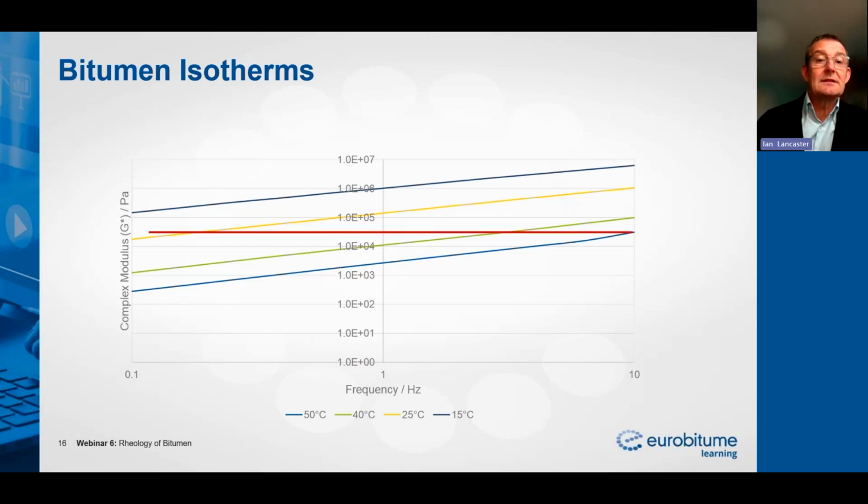But there's another factor to consider. Stiffness at 25 degrees, the yellow line, at low frequency is equivalent to the stiffness at 50 degrees at high frequency. So you can see why rheological testing is important, because it gives us a full profile of the behavior of the materials.